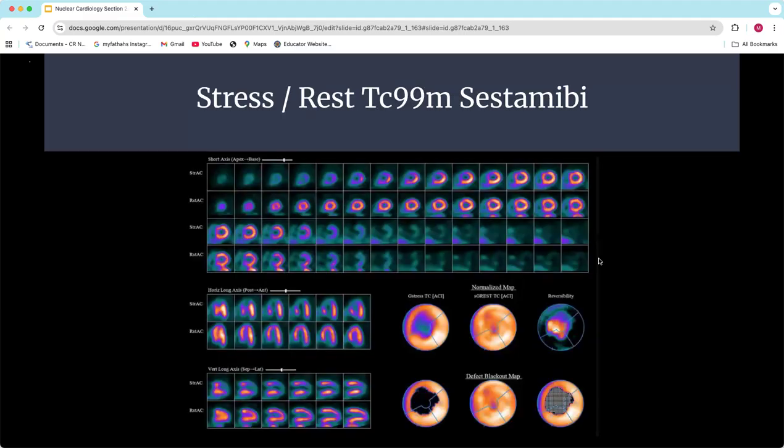Okay. So let's look at one. Here's a test. We've got our stress on top, rest on bottom. What do you guys notice first? What do we have going on here? Who wants to talk? Who wants to be brave? Anybody even see any defects?